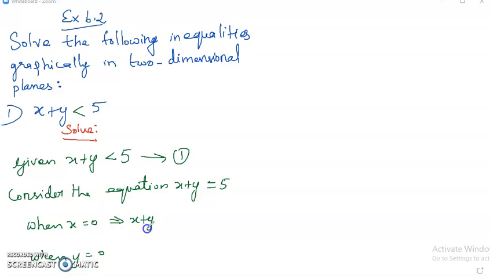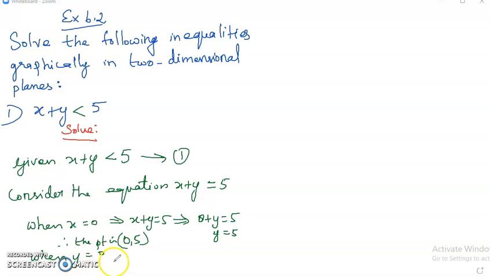x plus y equal to 5 implies 0 plus y equal to 5. Therefore y is equal to 5. Therefore the point is (0, 5). So 1 point you have got.